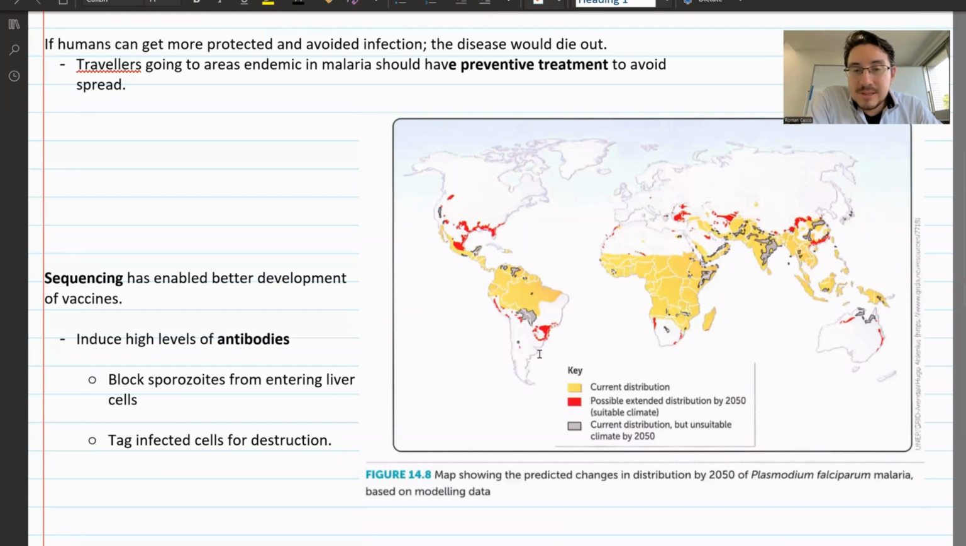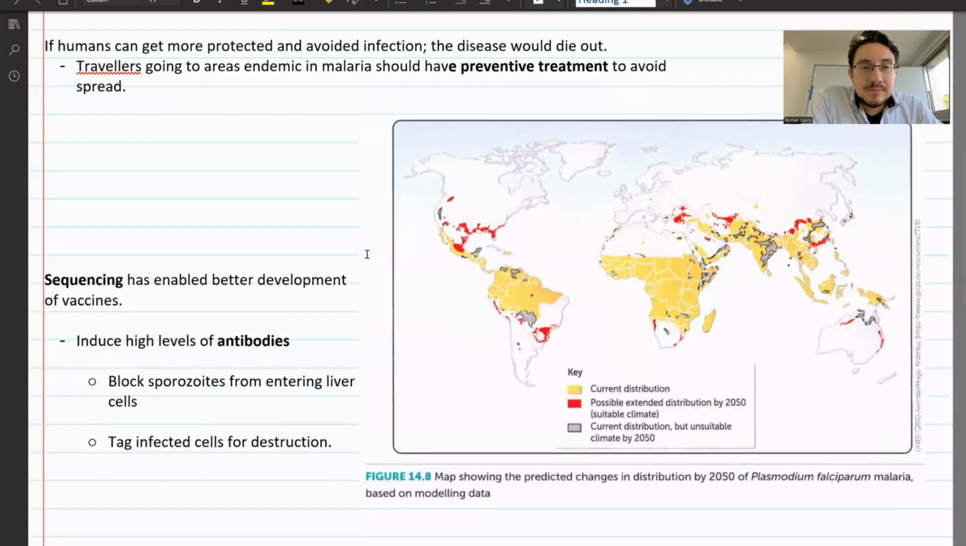Okay. And then the ones in gray are basically current distribution, but would be thought of as being unsuitable by 2050, right? But that's not as important as the extension, where you're seeing expansion of mosquito distribution, right? Which is a problem, right? So let me just go up here.